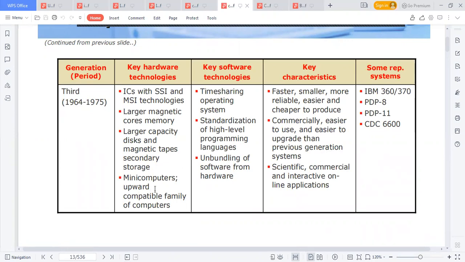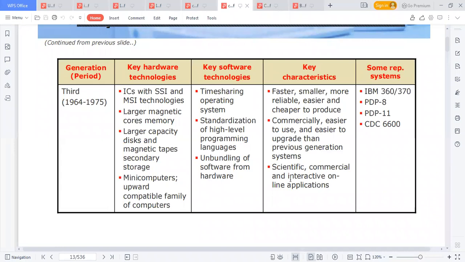There were minicomputers and an upward compatible family of computers. The key software used was the time sharing operating system, which is very updated compared to the first and second generations. There was standardization of high level programming languages and unbundling of software from hardware. Another key characteristic: it was faster, smaller, more reliable, easier and cheaper to produce, commercially easier to use, and easier to upgrade than previous generation systems, with scientific, commercial, and interactive online applications.